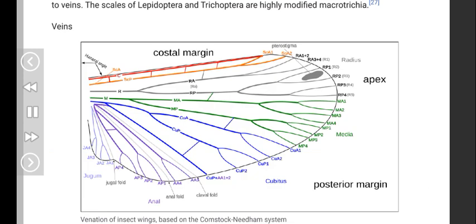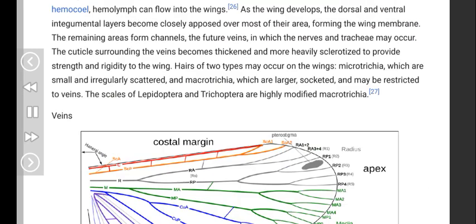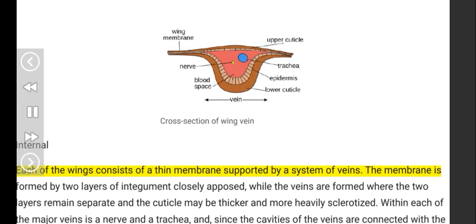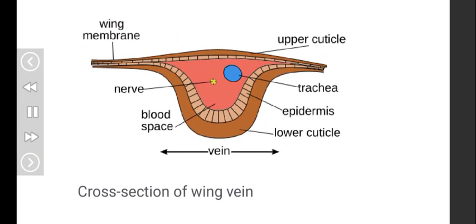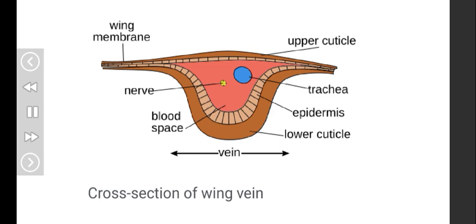Cross-section of wing vein. Each of the wings consists of a thin membrane supported by a system of veins. The membrane is formed by two layers of integument closely opposed, while the veins are formed where the two layers remain separate and the cuticle may be thicker and more heavily sclerotized. Within each of the major veins is a nerve and a trachea, and, since the cavities of the veins are connected with the hemocoel, hemolymph can flow into the wings.